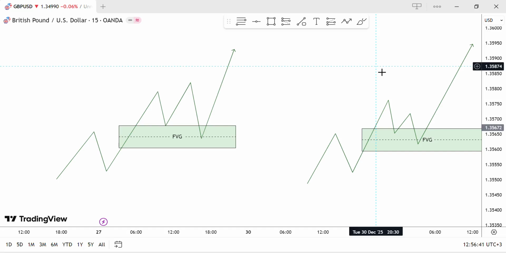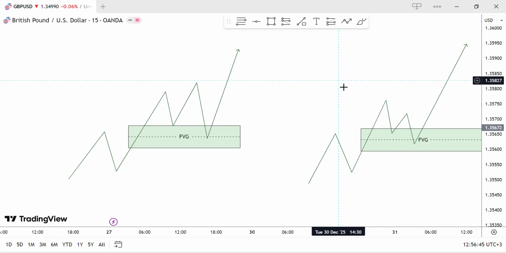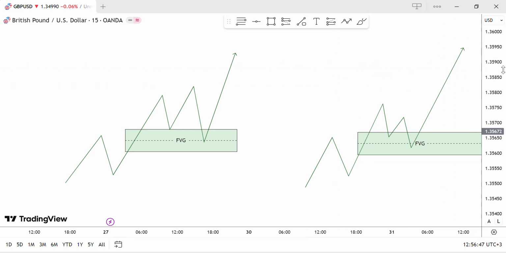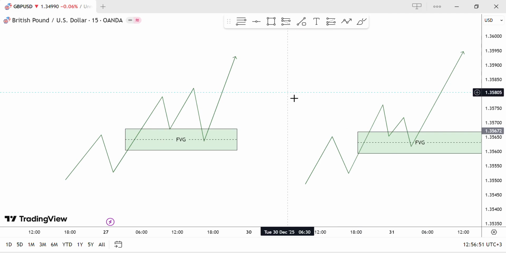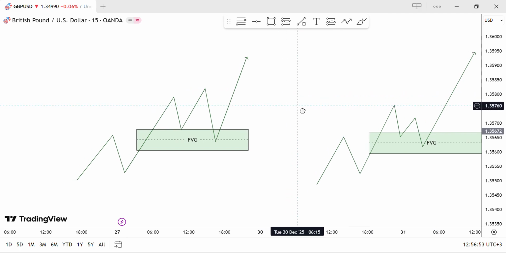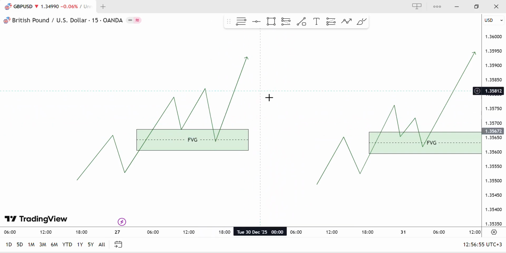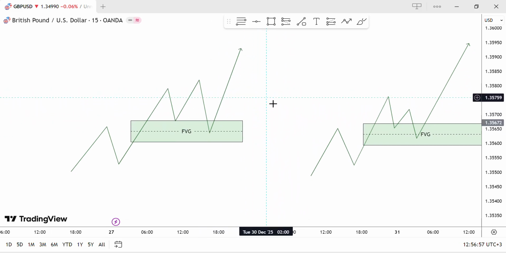Hey traders, I want to talk about liquidity today. Some people will say it is liquidity, some will say it is inducement, so whatever you call it. I'm talking about liquidity, how to identify the liquidity at your point of interest.